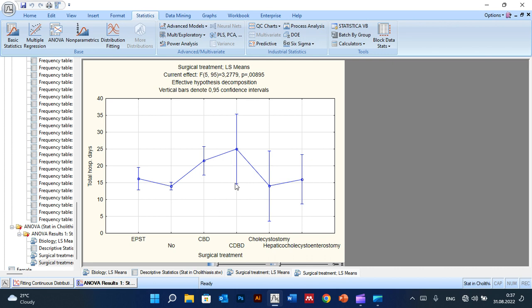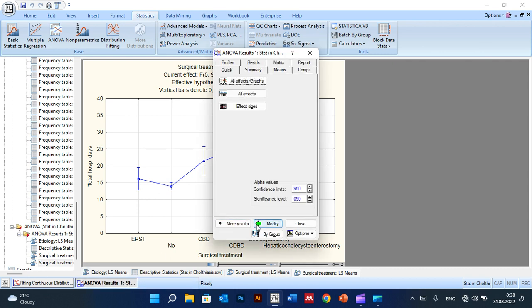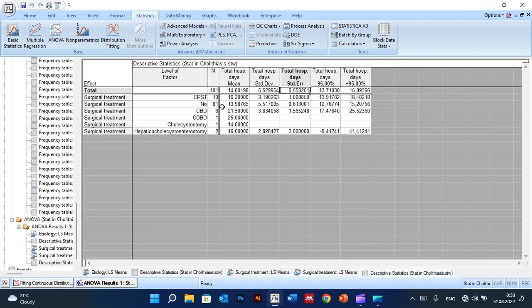We can say that the patients who underwent the CDBD surgery had the longest hospitalization days, and also they maybe had a longer pre-hospitalization, pre-surgical preparation. So this is the ANOVA test, and we can also use the summary and source statistics in the same manner, and also describe the data.